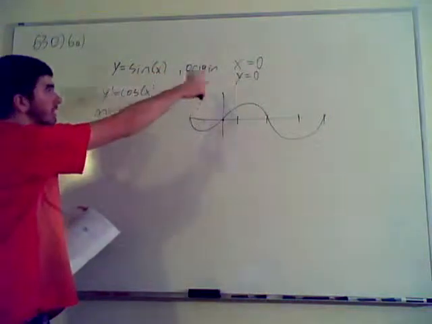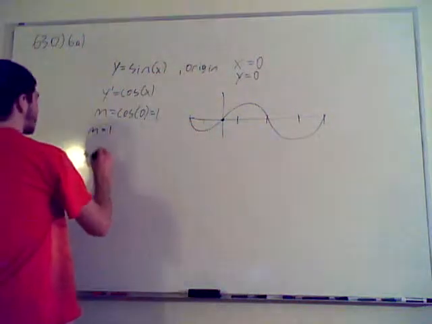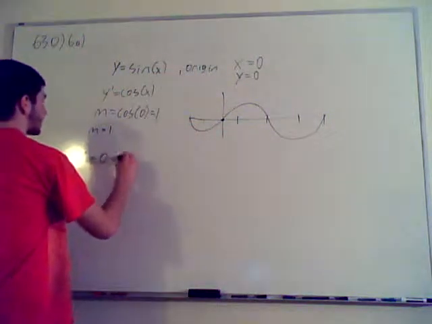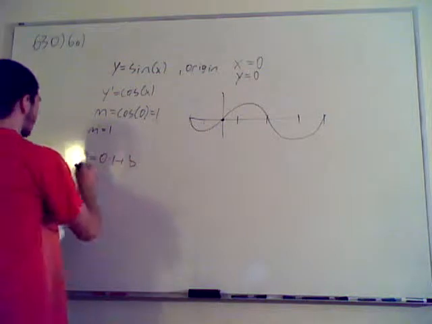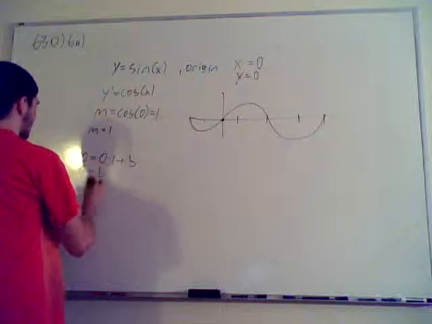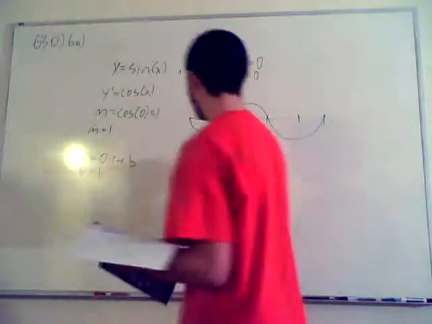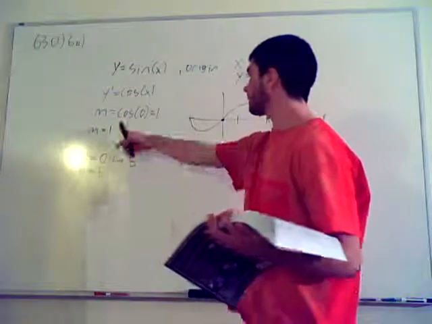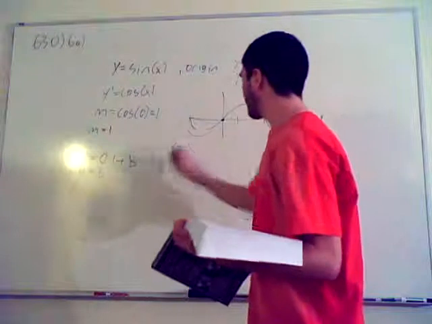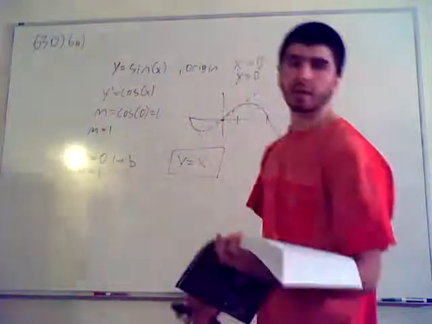Now, you have a point because you have x equals 0, y equals 0 because you're at the origin. So 0 equals 0 times 1 plus b. 0 times 1 is 0, so 0 equals b. That means y equals x, because your slope is 1, you determined that, plus b equals 0. If you think about it, draw the tangent, it's y equals x. That's it.